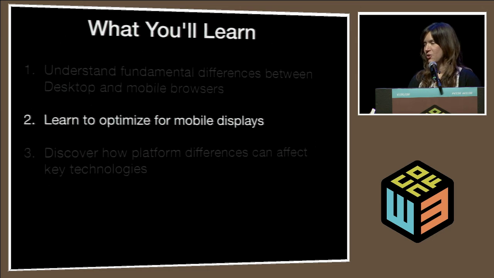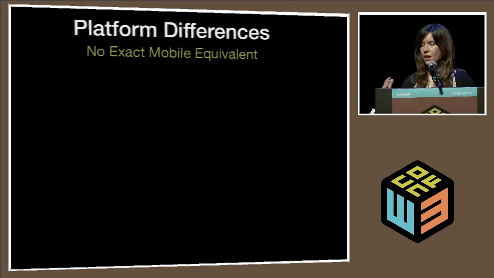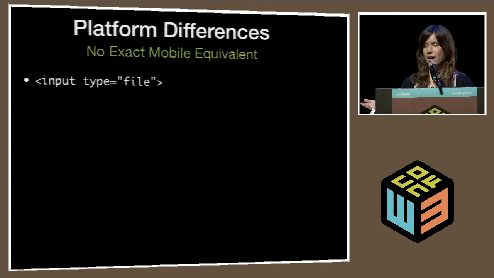Okay, so I have a few minutes left, and so lastly, I just want to go over a few points regarding how platform differences can affect some of the key technologies that you're using on mobile devices. So sometimes on a mobile device, there is no exact equivalent to something that you're used to using on the desktop. A great example on iOS is input type equals file.